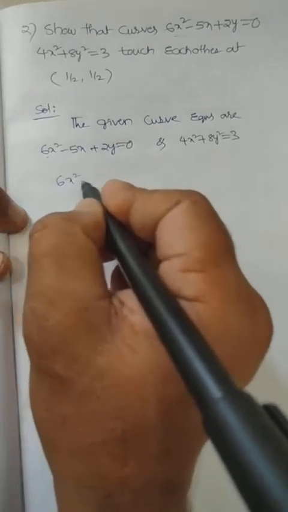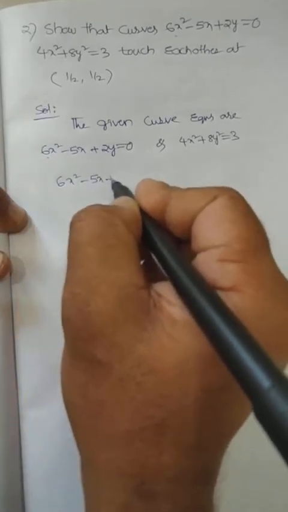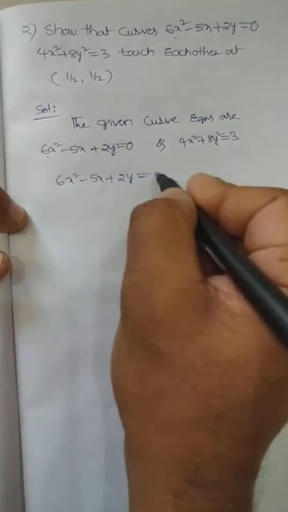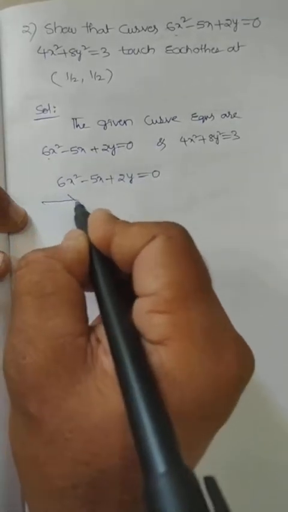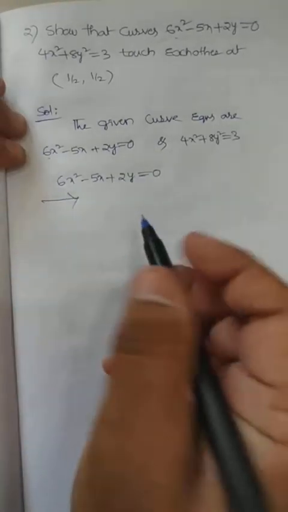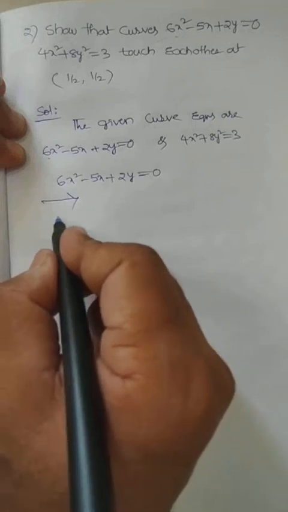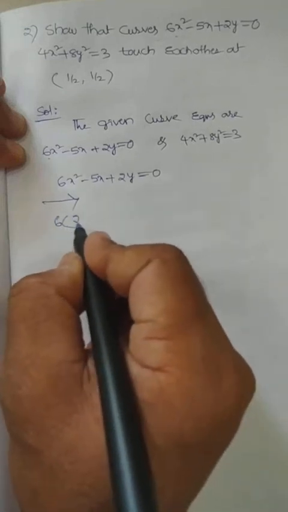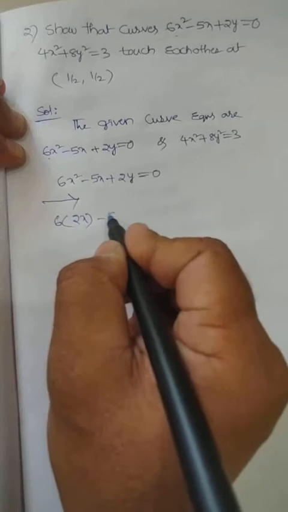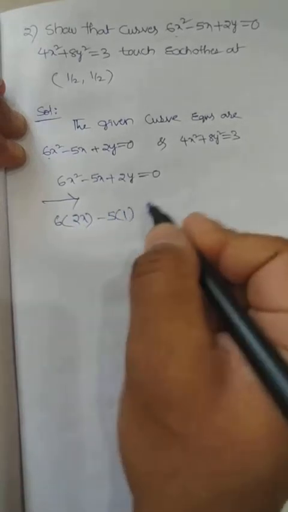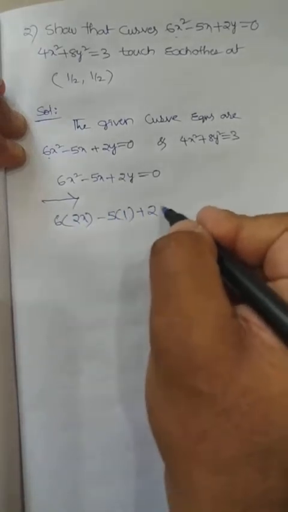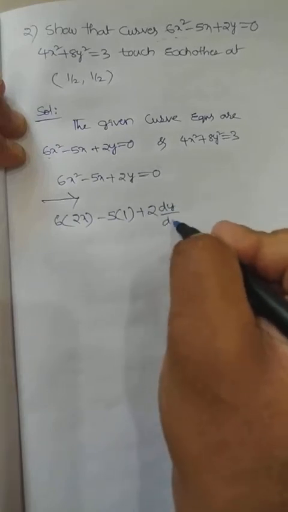6x square minus 5x plus 2y is equal to 0. Derivating this curve with respect to x on both sides, what could we get here? 6 into x square derivative is 12x, minus 5 into x derivative is 1, plus 2 into y derivative is dy by dx, equal to 0.